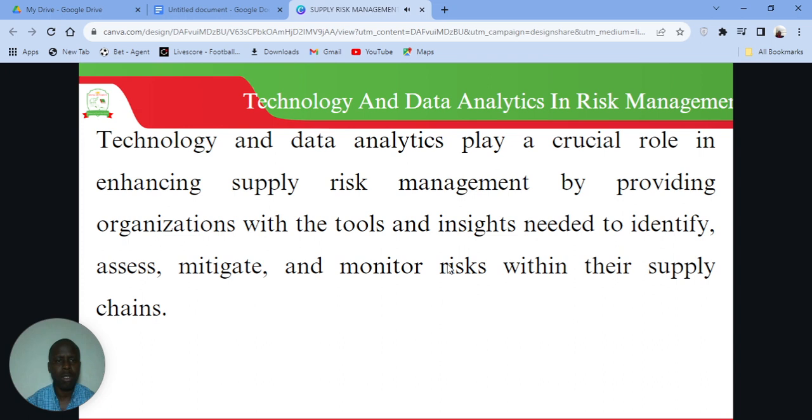We have what we call also technology and data analytics in risk management. So risk management or supply chain risk management is important because we can make it better by adopting technology. And that's why we are saying it plays a crucial role in management by providing organizations with tools and insights needed to identify, assess, mitigate, monitor risks within the supply chain.